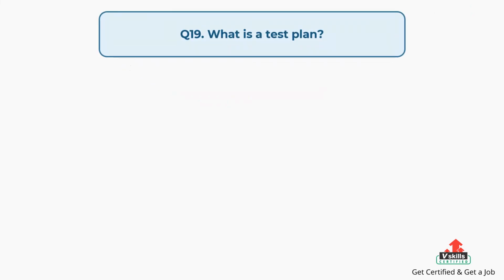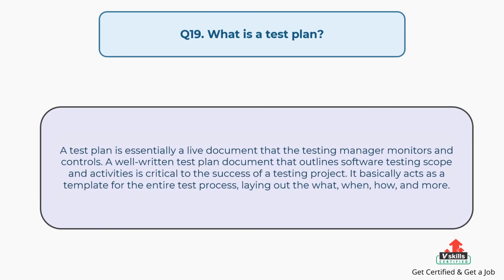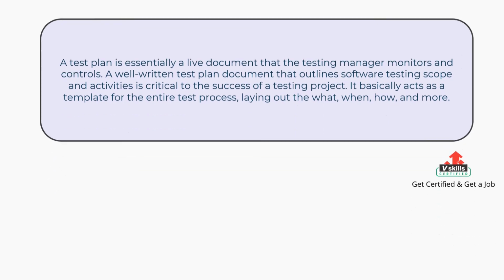Question number 19. What is a test plan? The answer is: a test plan is essentially a live document that the testing manager monitors and controls. A well-written test plan document that outlines software testing scope and activities is critical to the success of a testing project. It basically acts as a template for the entire test process, laying out the what, when, how, and more.